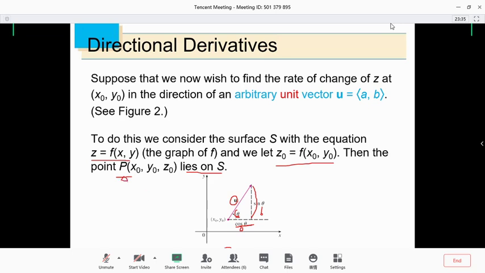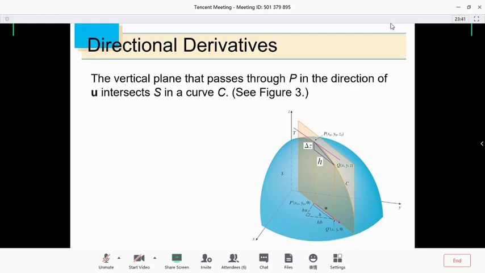Now we focus on the point P. We see in this figure there is a vertical plane that passes through the point P. This is the plane, in red color. The plane passes through the point P in the direction of u. So here is the direction u. And there is an intersection. The intersection of the surface, in blue, with the plane, in red, is the curve C. This is the curve C.